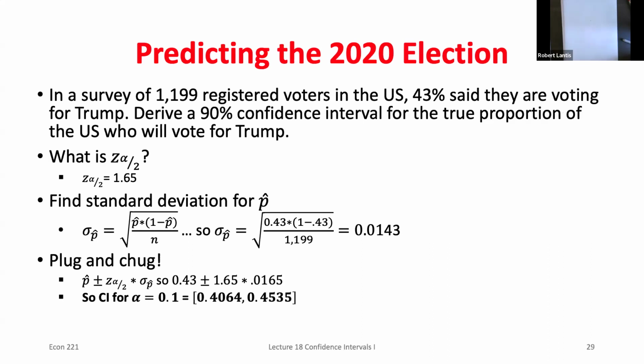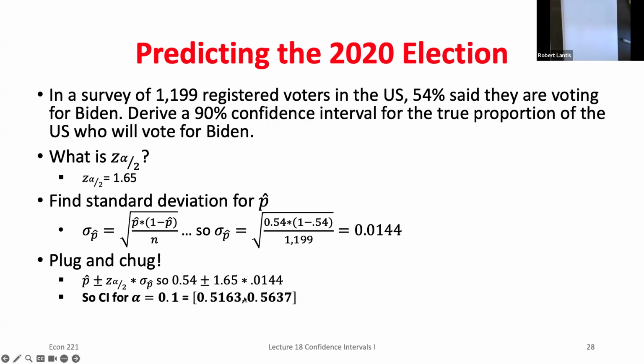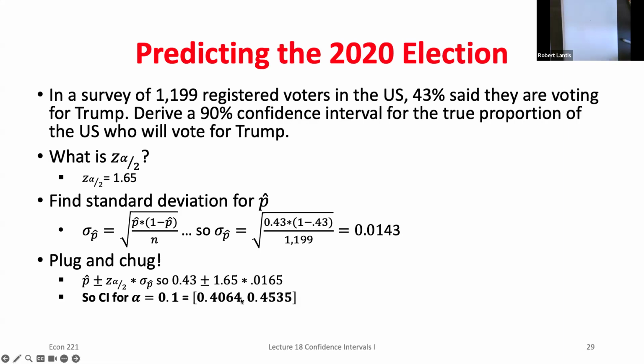And then if we looked at Trump, they had 43%. We could do the same thing, something very similar, where we build the confidence interval for Trump at the 90% level. Once again, these confidence intervals don't overlap. So if there's no overlap, we could say that the true population proportion for Biden was going to be higher. In fact, that's what ended up happening, right?